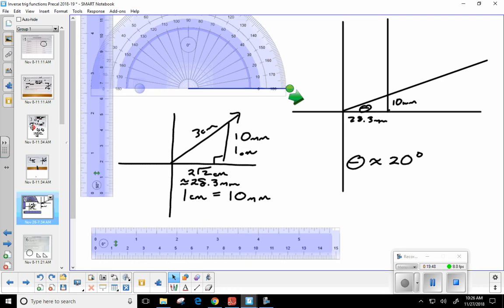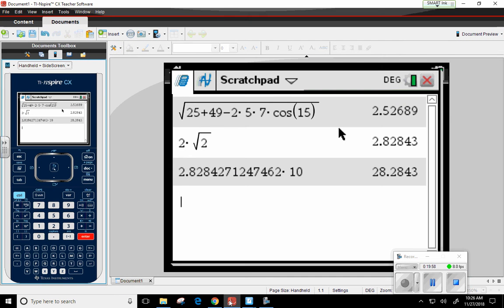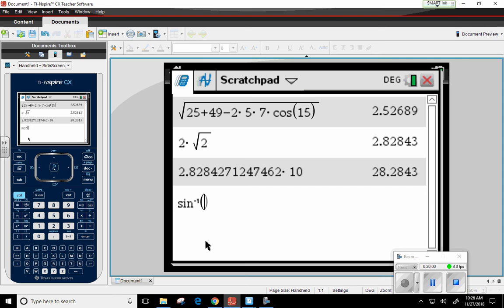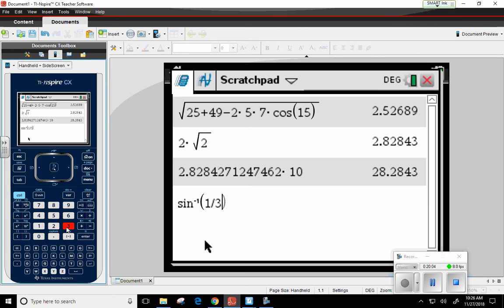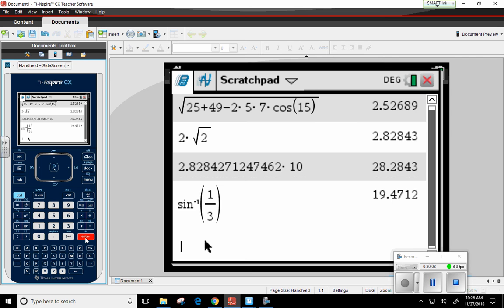Now, let's go ahead and check, because here we're measuring it by hand, so are we going to be exactly right? No, but the calculator is going to be exact itself. So let's go to the calculator. We were looking at sine inverse of 1/3. 1 divided by 3. Let's see how close we got. 19.5. So we got really close to what the measure should be.